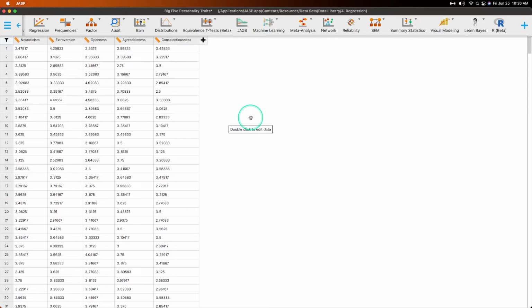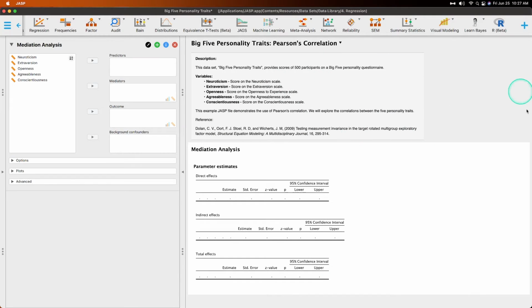Fairly simple. We're going to set up a mediation model with a predictor, an outcome, and two mediators. How we do this, if you recall, is we go up into SEM and we go into mediation analysis. You can see the description remains here, so you can keep an eye on those variables that I choose. By default, it comes up with the parameter estimate tables. We're obviously going to get a few more. Neuroticism, I am going to make my predictor.